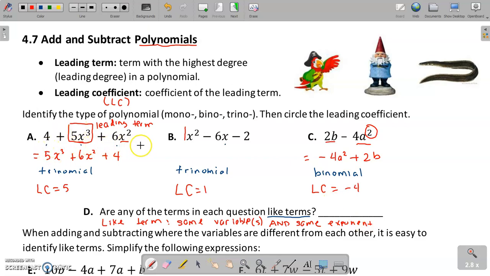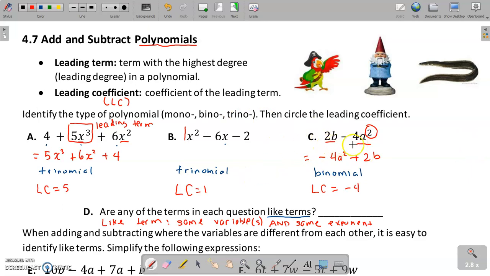Are there any like terms here? Well, there are 2 terms that have x, but their exponents are different. So no, they are not like terms. Again, similar situation here. There are 2 terms with x, but this one has an exponent 2. This one has an exponent 1. So remember, if you don't see the exponent, it is 1. So no like terms here.